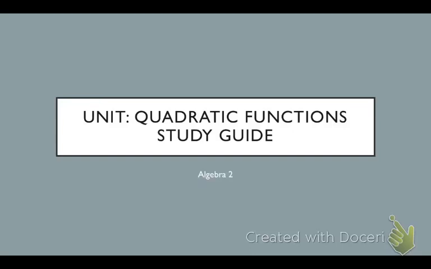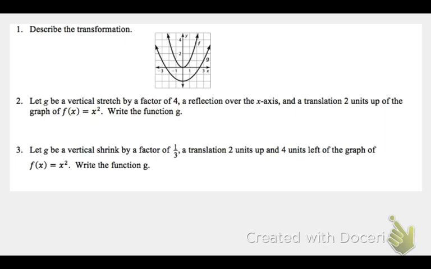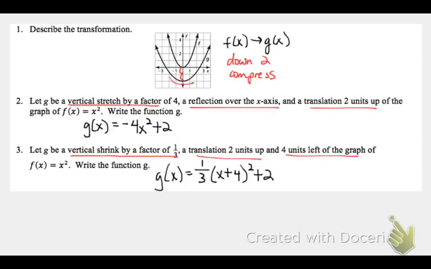Quadratic Functions Study Guide for the test. In number 1, the transformation from f of x, which is the parent function, to g of x has two things that are happening. The graph has been moved down 2, and then notice that the graph of the g of x function is wider, so it is a compress.